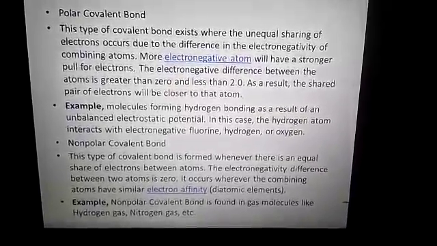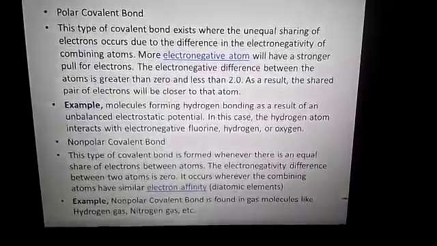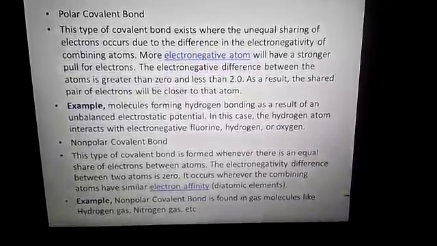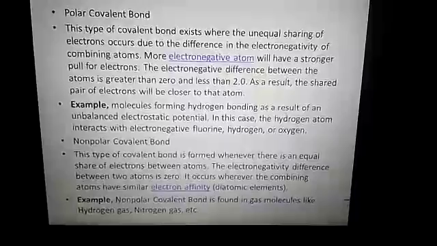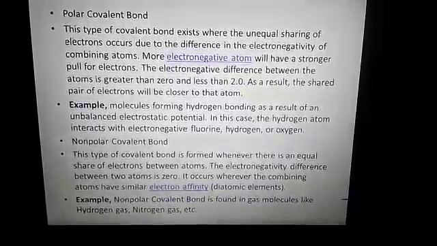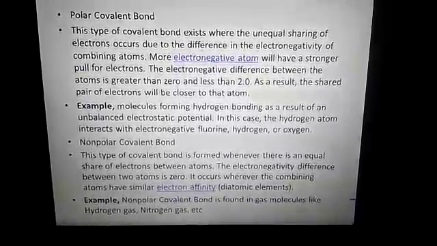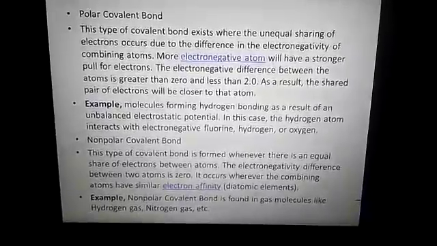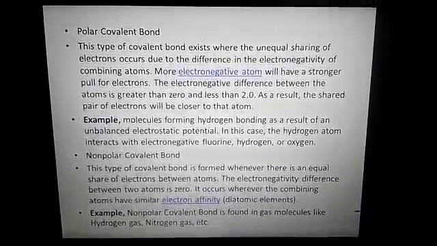Till now we have discussed the covalent bond and its types, and today we are going to discuss the polar covalent bond and the non-polar covalent bond. So, what is a polar covalent bond?